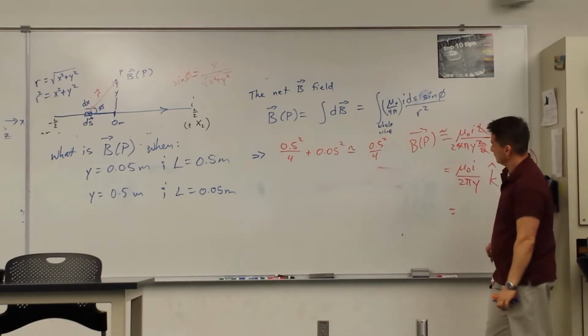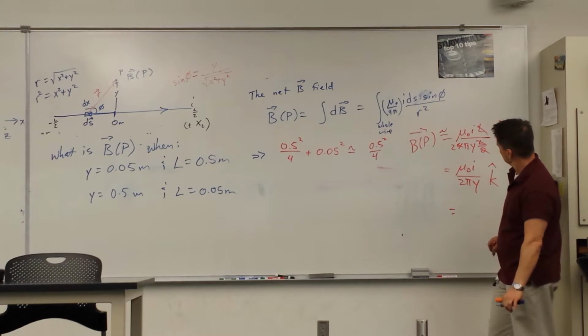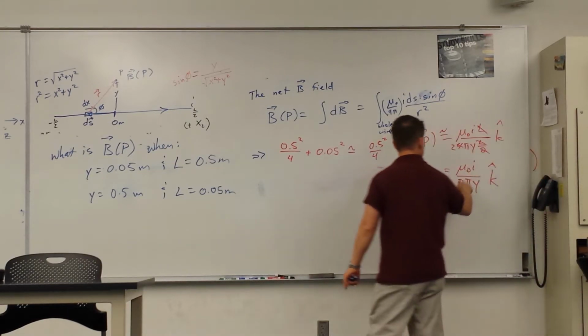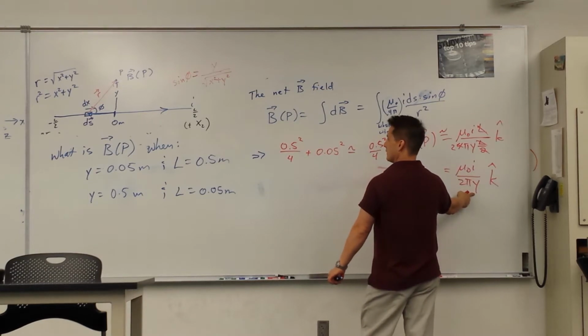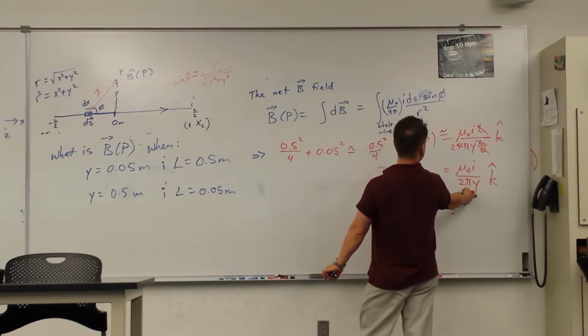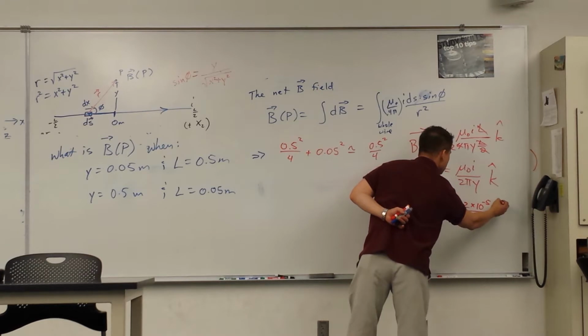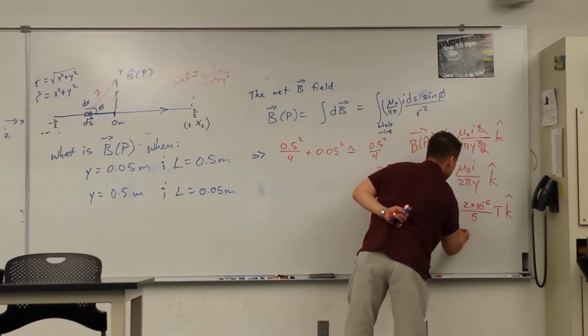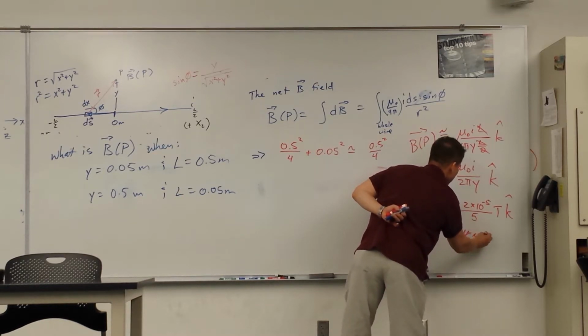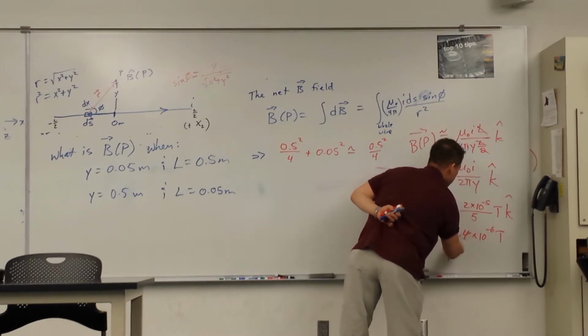So, I don't know what this comes out to. This is basically 2 times 10 to the negative 7 divided by 0.05. Which would be 5/500ths. So 2 times 10 to the negative 5th over 5 Tesla in the k direction, or 0.4 times 10 to the 5, or 4 times 10 to the negative 6 Tesla. That's all right. That's what I've got.